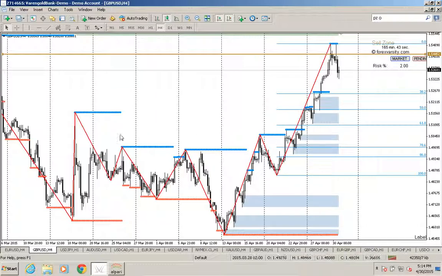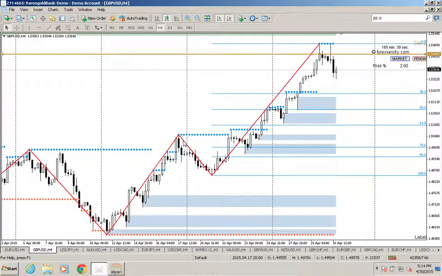Well, it's actually quite a bit above previous resistance. So we know on 4 hours, pound US dollar, Fibonacci will not be an important level for us. And we will not be making trading decisions with Fibonacci at this point in time.